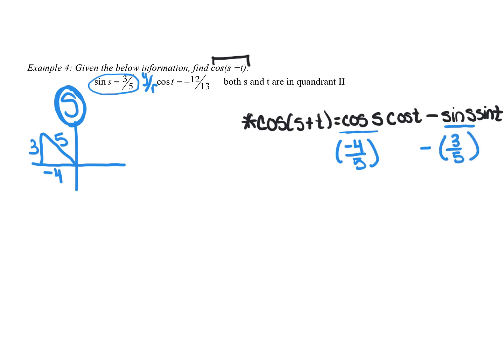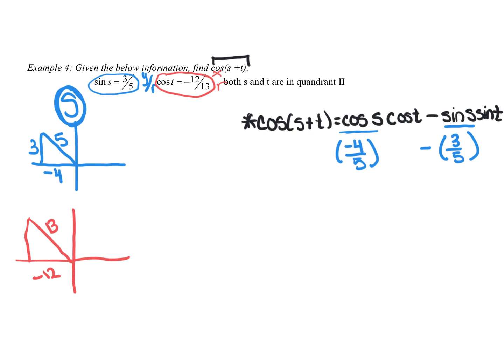I still have the T stuff to deal with, so I'm going to do my T stuff. I'm going to do red for my T stuff. I'm going to draw the red triangle. It tells me that it's in the second quadrant, so draw a red triangle in the second quadrant. It tells me cosine, so this is my X over my R. R is 13. X is negative 12.